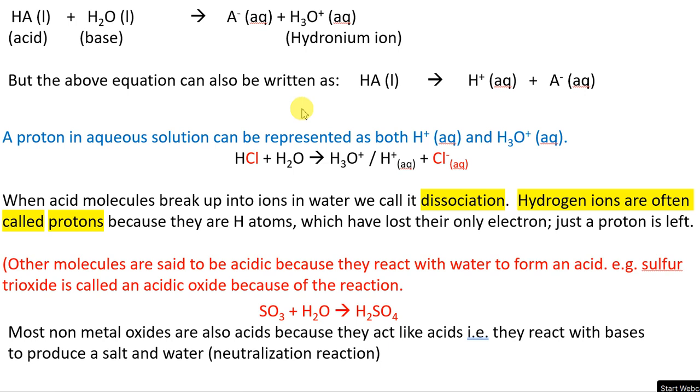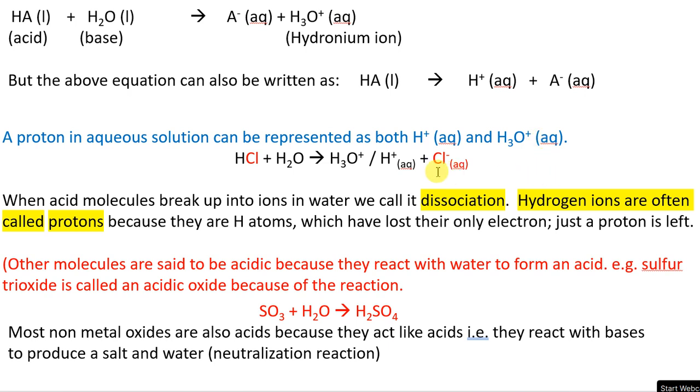The above equation can also be written as HA breaking up to give H+ and A-. That's a simpler form, and it's one we often defer to, but it's important to realize that in solution, an acid will be donating its hydrogen ion, which will be taken up by water. A proton in aqueous solution can be represented as both H+ or H3O+.